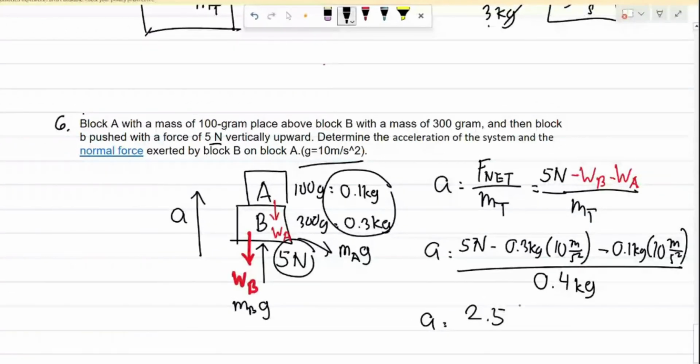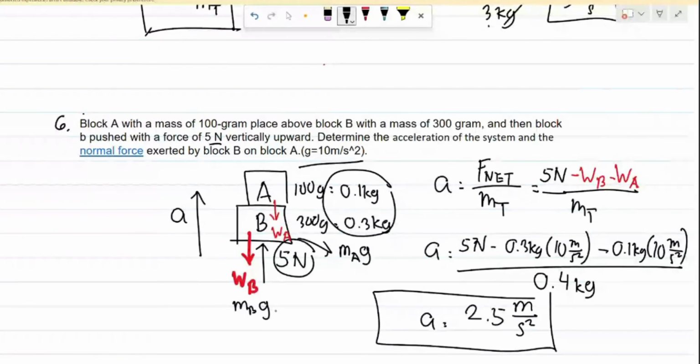Of course, the unit of acceleration in SI units would be meters per second squared. So, this would be the acceleration of the system. So, our assumption that it is going upward is correct. But sir, our normal force is still missing. Okay, Mr. Sales, any questions?